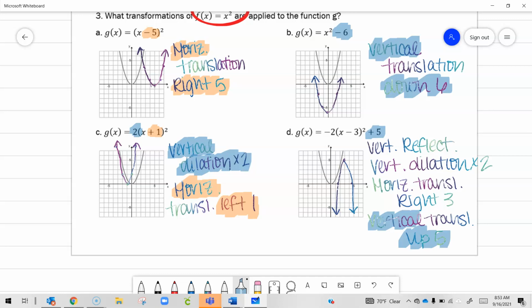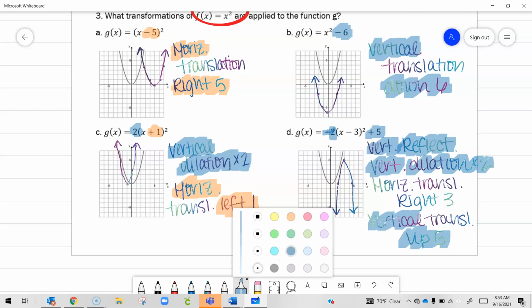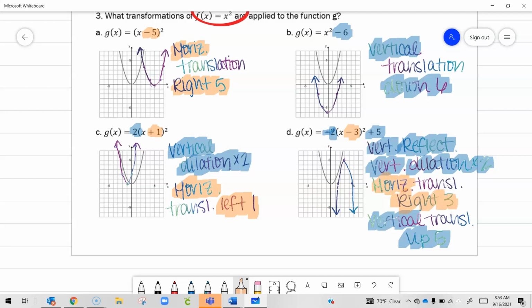We also have a negative on the outside, which means a reflection, and since it's on the outside, it's a vertical reflection. The 2 is also on the outside of the function, so it's a vertical dilation times 2. And then the last piece of it was on the inside of the function with the x. We were subtracting, so we knew it was going to be a translation, horizontal. Think opposite, it goes to the right 3.